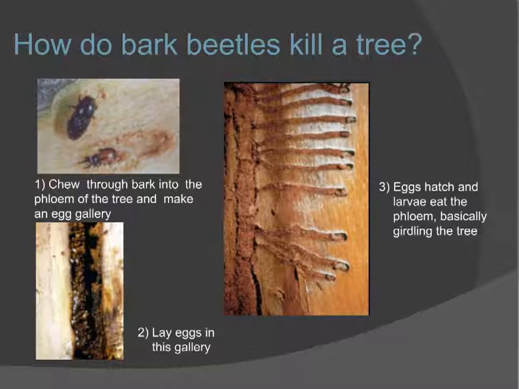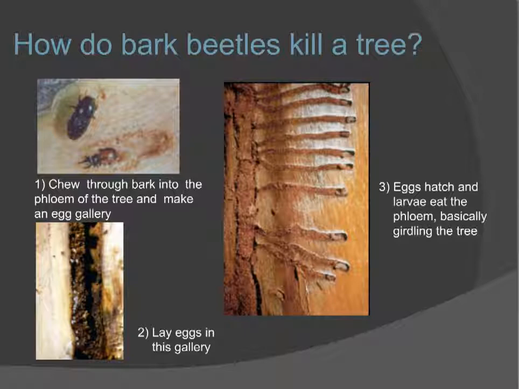So how do bark beetles kill a tree? Basically, they chew through the outer bark into the phloem and make an egg gallery. And when they're chewing in, what you'll see is the tree tries to defend itself, and so it'll throw out some pitch, and you'll get these, what they're called, pitch tubes.